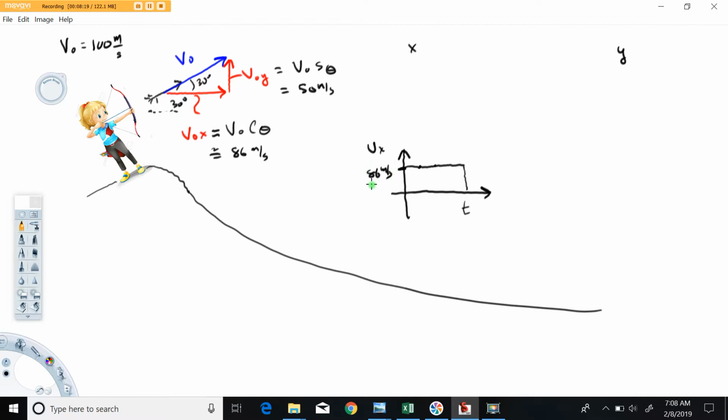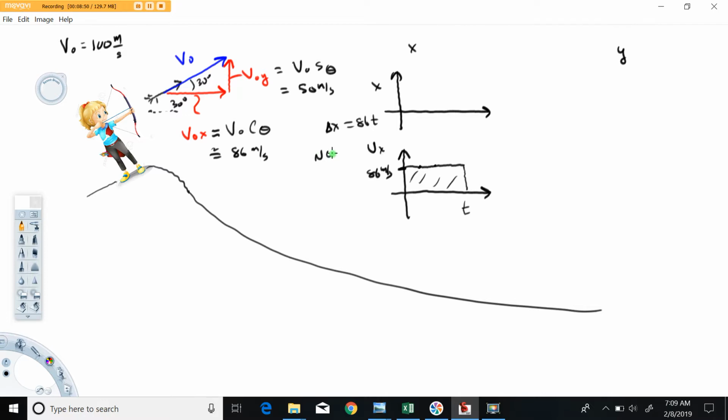If we have a numerical value, we can go ahead and put it here. If we don't, you can just put v sub o cosine theta and move on, but it's still constant. Then we would graph our position graph. And remember how we get from here to here. They're related by area. This area right here gives us our change in position. So delta x is going to equal this area, 86t.